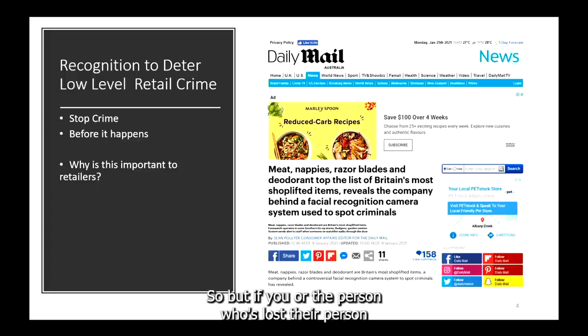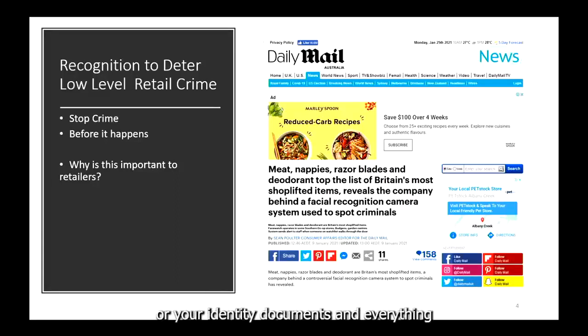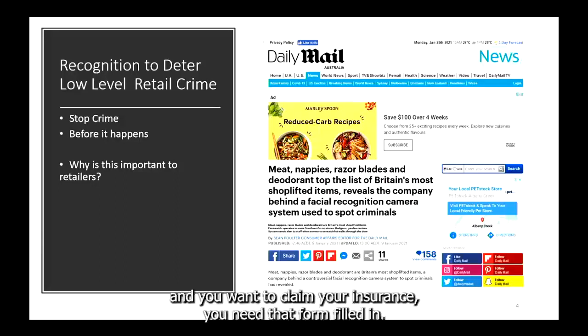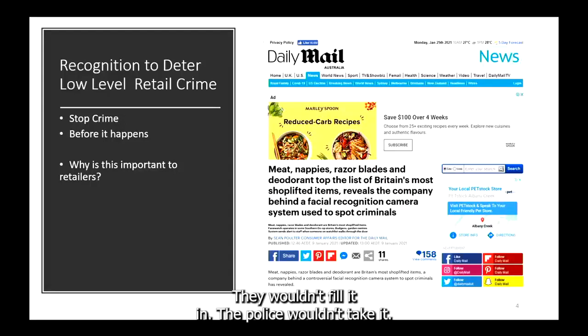Okay, but if you're the person who's lost their purse and all your identity documents, and you want to claim your insurance, you need that form filled in. But they wouldn't fill it in at Paris airport, and the police wouldn't take it. They pretended they couldn't speak English. I had to get a Frenchman to accompany me to the station so he could fill in a report, and I eventually got it filled in.